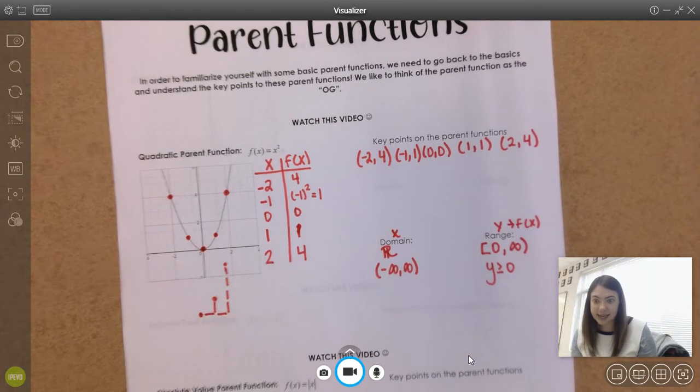Go ahead and look at this next function that you see, the absolute value. Click on the video and learn more about that.